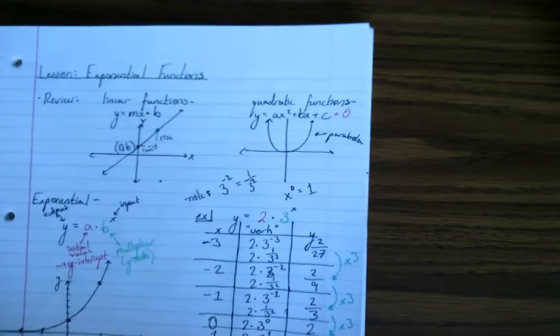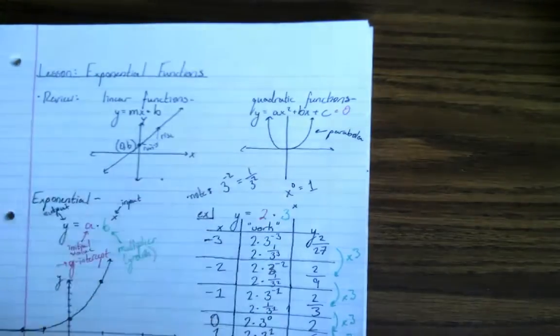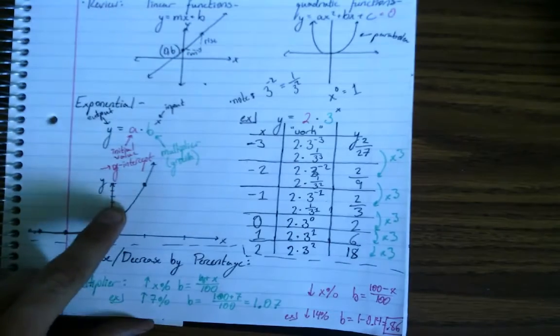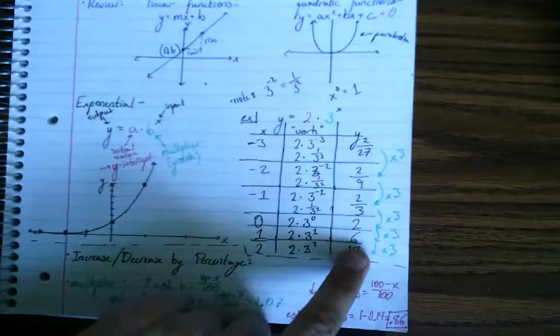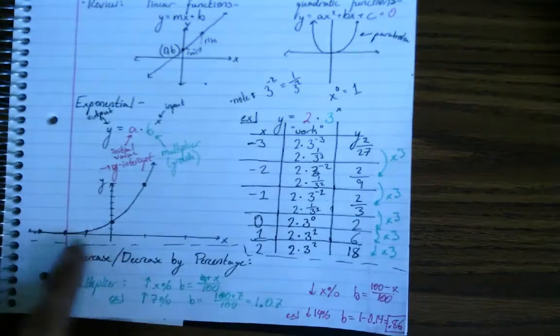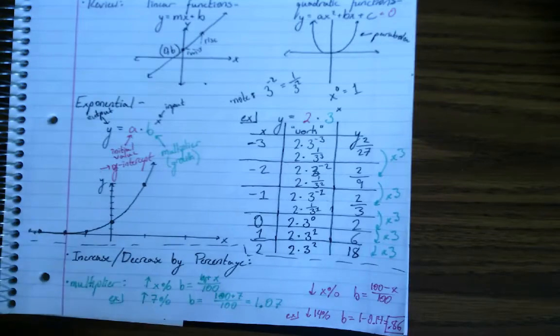Okay, so we got our linear equations, linear functions, quadratic functions. We talked about exponential functions, looked at the general form, did an example, got some x's and y's, noticed that it's a constant multiplier, and then did some percentage calculations.